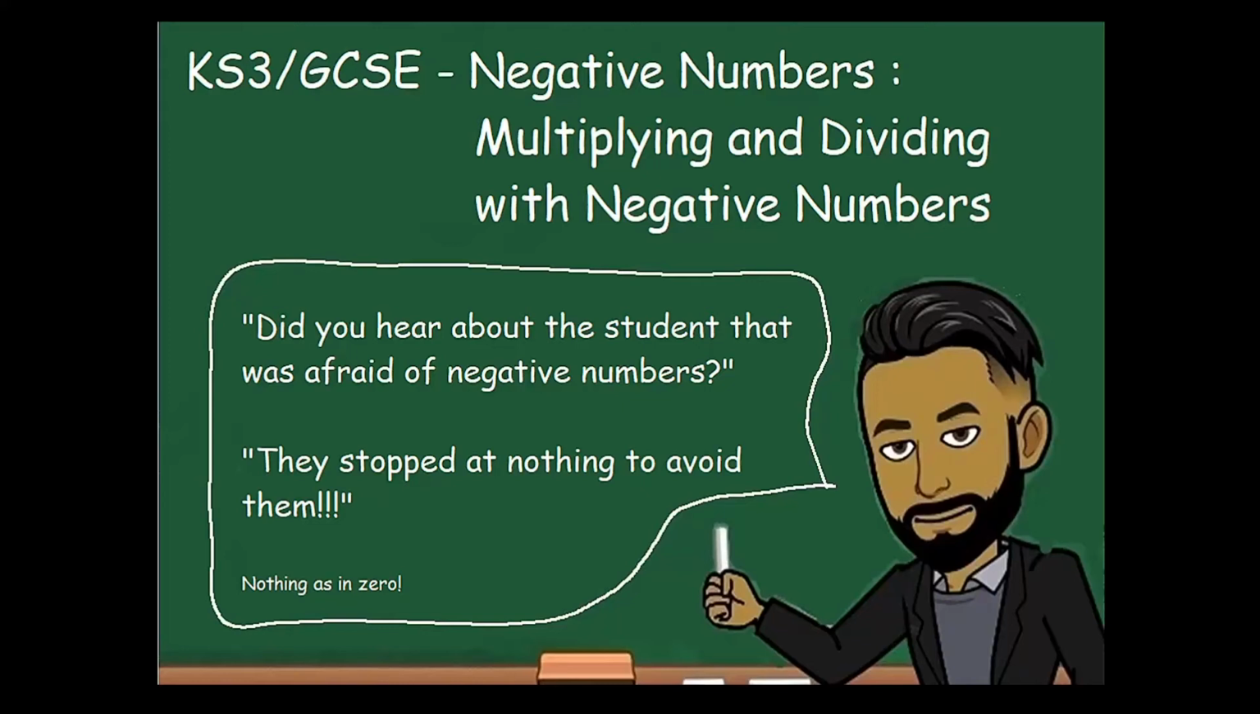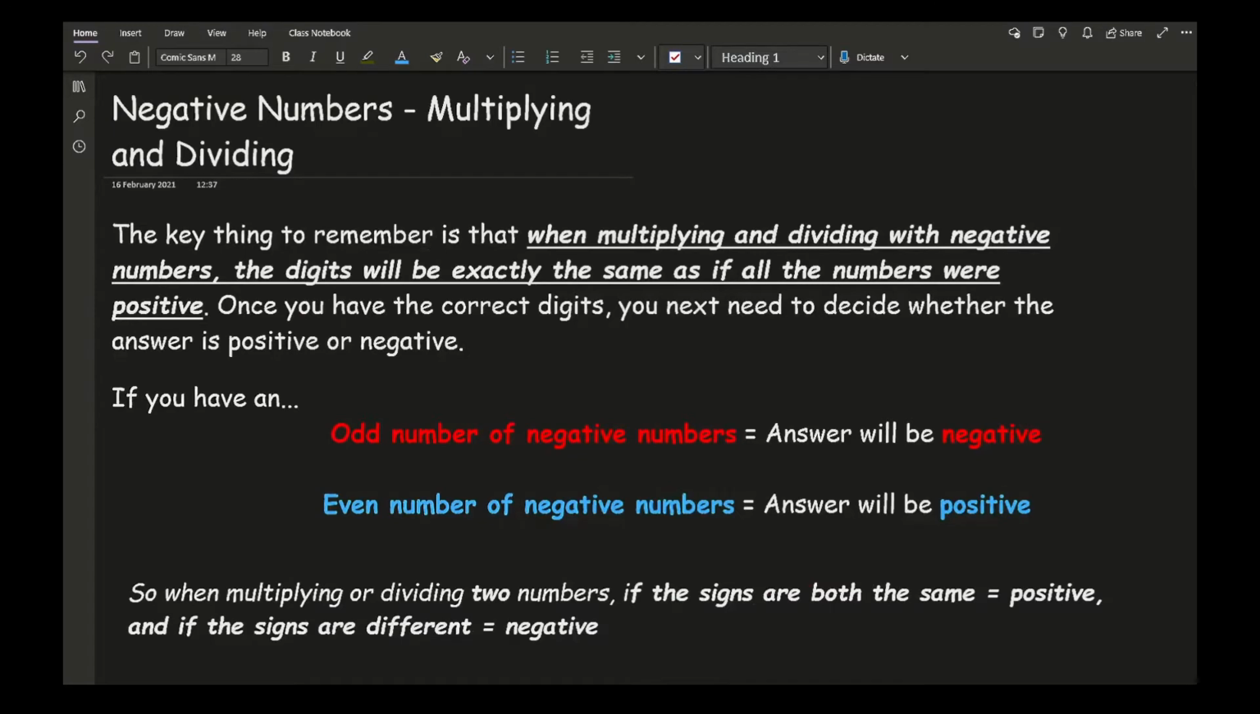So in this video, we'll be focusing on multiplying and dividing with negative numbers. Now, the key thing to remember is that when multiplying and dividing with negative numbers, the digits in your answer will be exactly the same as if all the numbers were positive. So once you have the correct answer digits, the only thing you need to do is decide whether your answer is going to be positive or negative.